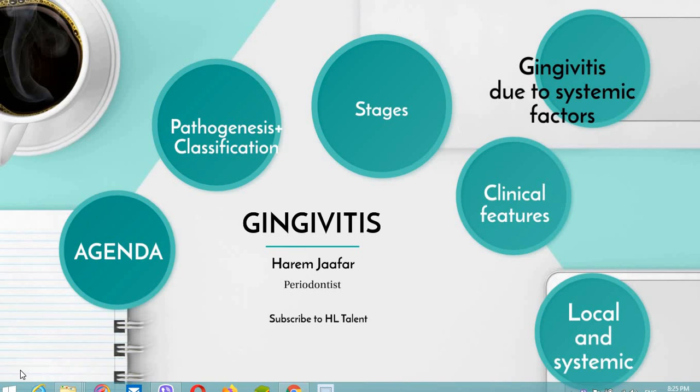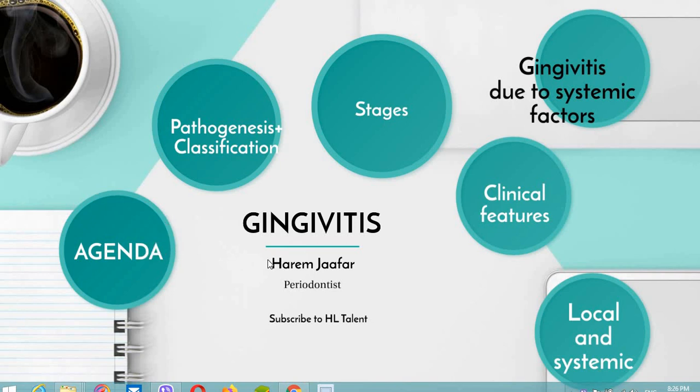So, in the previous lecture, we talked about the new classification of periodontology, and today we are talking about one of the most popular diseases in periodontology, which is gingivitis.